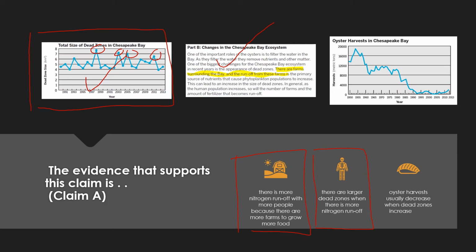And the final evidence that shows humans are impacting the oyster number is that oyster harvest usually decreases when dead zones increase, and we came up with this evidence by using this graph. Oyster number is decreasing.